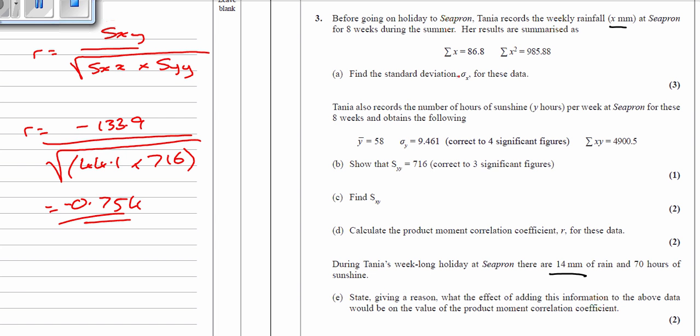that's the x value, so we know 86.8 divided by 8, so the average is 10.85. So Tanya had more than average rain, and we know that the average sunshine is 58, so she had more than the average of sunshine. So what she's saying here, she's got more rain and more sunshine.